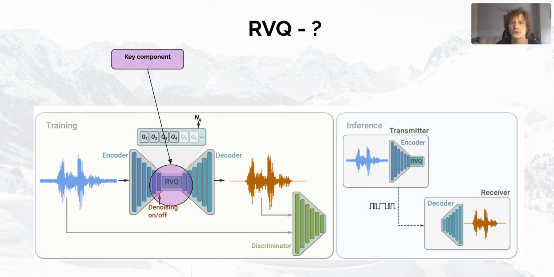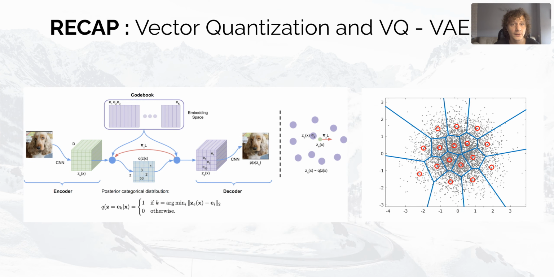Okay, so what about RVQ? I kind of promised you to talk about these things several times, and I'm going to do it right now. A short recap on vector quantization and the vector quantized variational autoencoder. If you're familiar with this paper, it's going to be quite easy for you to understand what is happening here. If you're not familiar, I'll explain quickly.